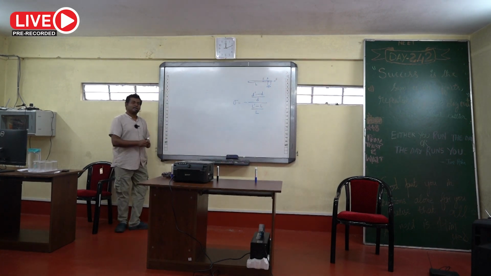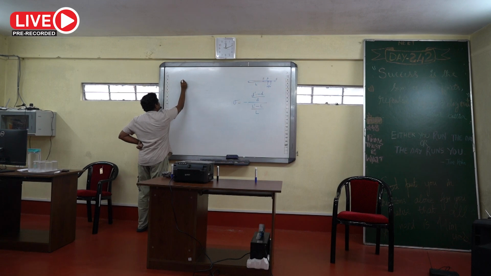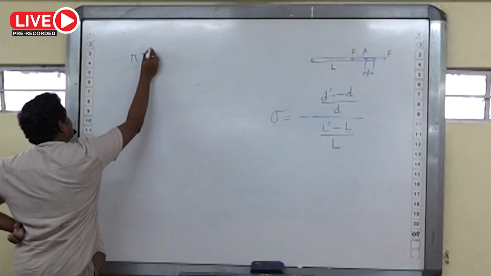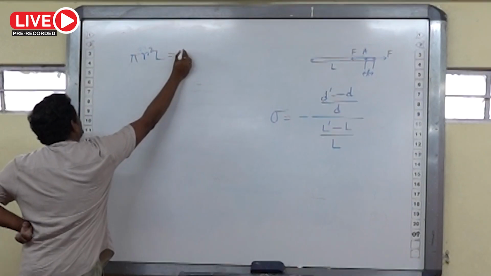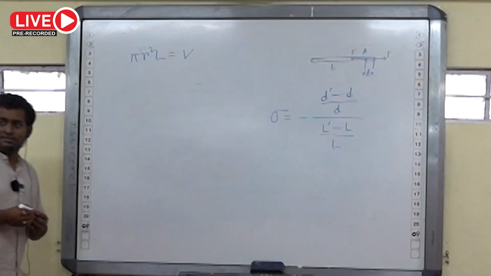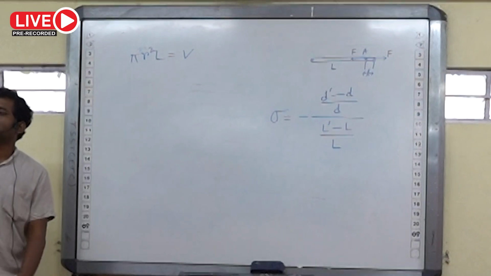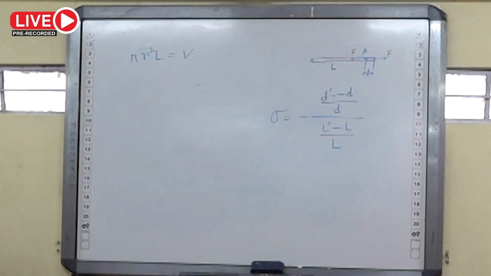For a cylinder, I can write pi r square L, that is equal to the volume of the cylinder, where L is considered as the length of the cylinder, means height. R is the radius, then pi r square L is defined as the volume.